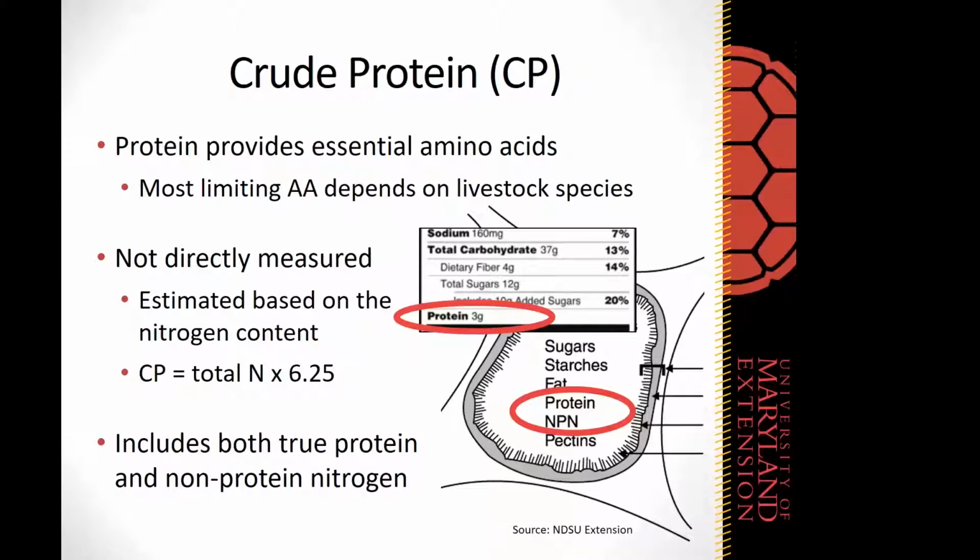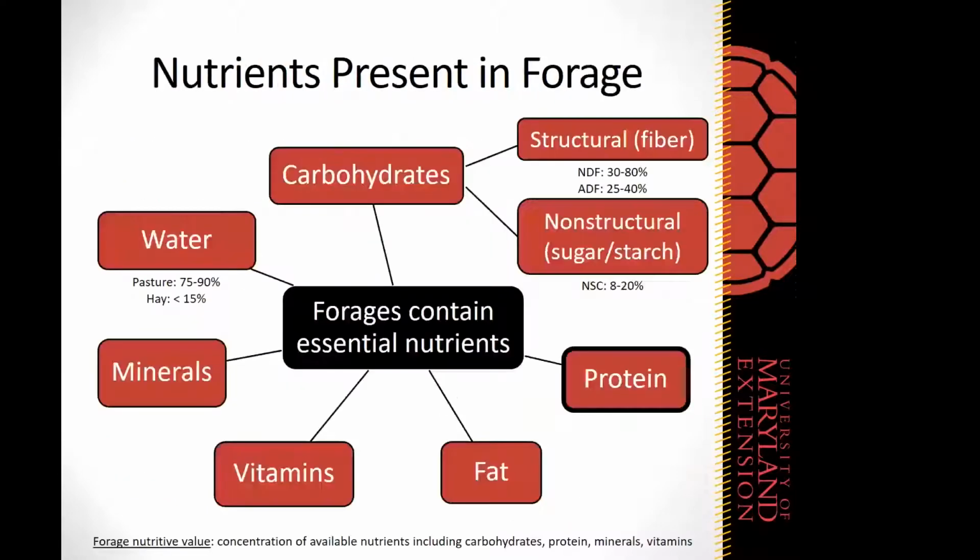And because it's not a direct measurement, it actually includes both our true protein, so our actual protein, as well as some non-protein nitrogen, like urea would be an example of something that's a non-protein nitrogen. So it's kind of our best measurement at the moment for most of our livestock species, but just keep in mind that it is a little bit of a rough measure. As far as protein content in our forages, we usually see anywhere from 6 to 25, maybe even a little higher percent on average in our forages. So, 10 to 20% is usually the average protein content that we can expect to see in some of our forages.